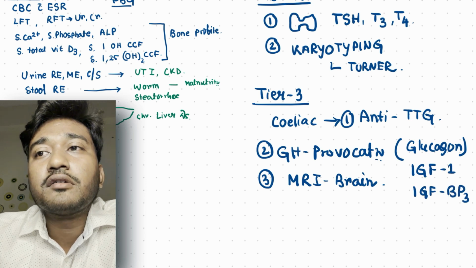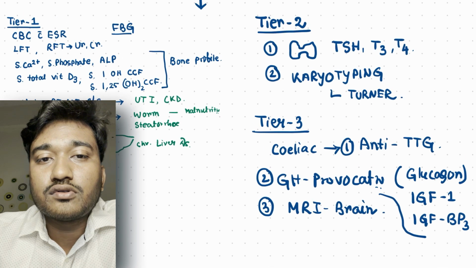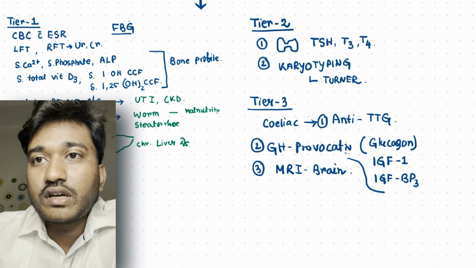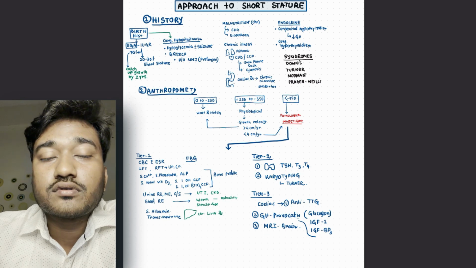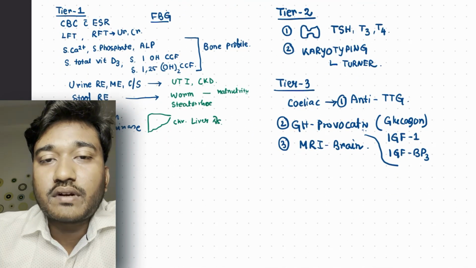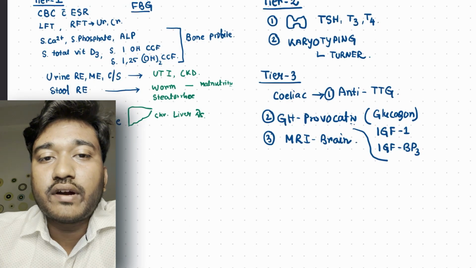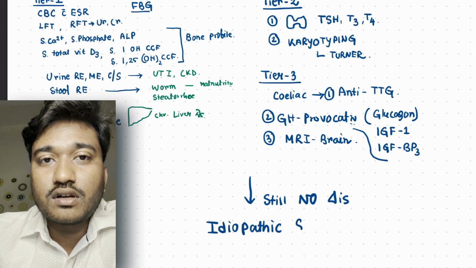And we have talked earlier about how the MRI brain should be interpreted and why you should look for MRI brain, like for congenital hypopituitarism. Okay, so tier 1 investigation done, tier 2 investigation, tier 3 done. Suppose after doing all those investigations of tier 1, 2 and 3, you are still not able to find any cause, you can stamp the case as idiopathic short stature. Idiopathic short stature means you don't know the actual cause.